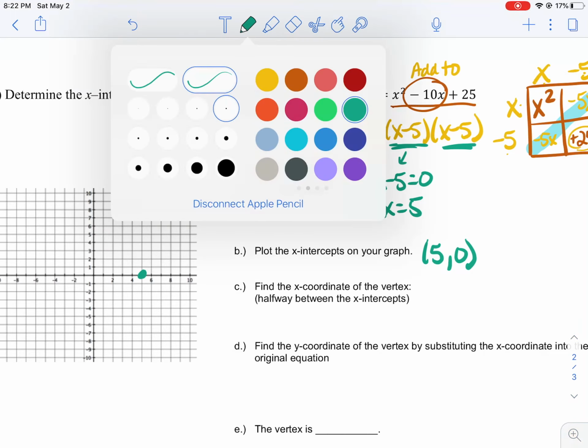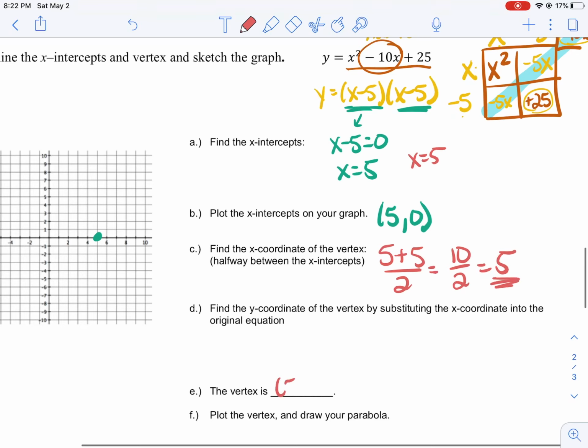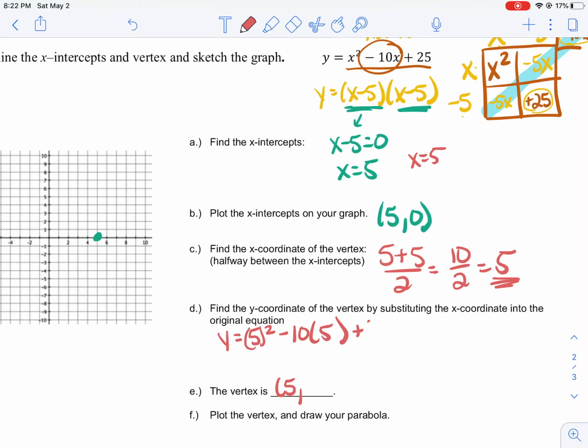So now let's try to find our vertex, halfway between my x-intercepts. Well, if I have 5 and this one will also have been 5, I have 10 divided by 2. Hey, that's 5 again. So 5 is my x. Well, if I find my y, it's probably going to be 0. So let's try it. Plug in 5 for x. So you get 25 minus 50 plus 25, which is 0.